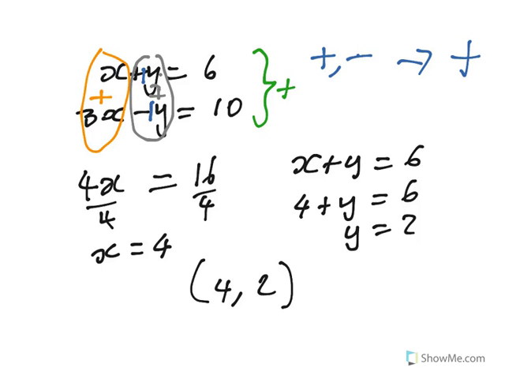Alright, so that one there is not too bad. But what if we've got something like these? We didn't have to actually do anything there, we could just add or subtract. But what if we've got something that looks like this? So I've got y minus 3x equals 1, and 2y plus 5x equals 13.